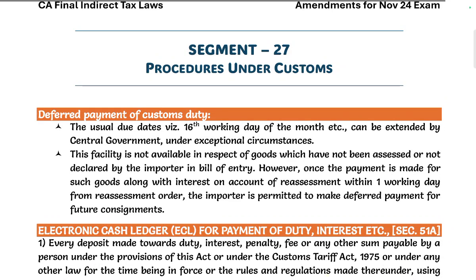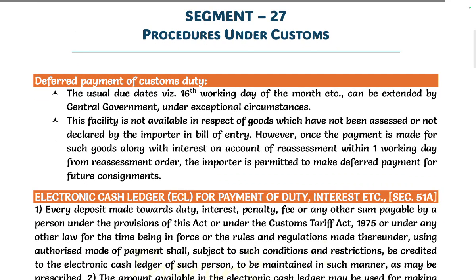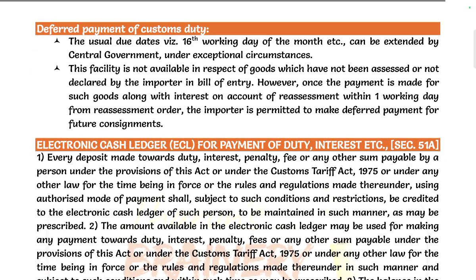Procurement under customs: a deferred payment of the customs duty. Usually, the due date is the 16th working day of every month, which can be extended by the central government under exceptional circumstances. The facility is not available in respect of goods which have not been assessed or not declared by the importer on the bill of entry. However, once the payment is made on the goods along with the interest on account of reassessment within 1 working day of the reassessment order, the importer is permitted to make a deferred payment for future assessment.